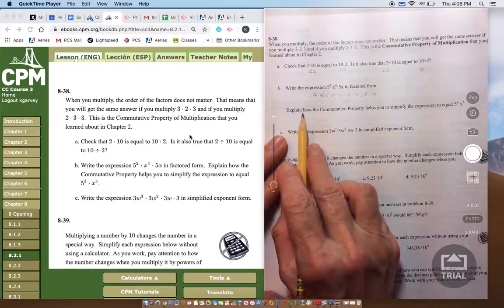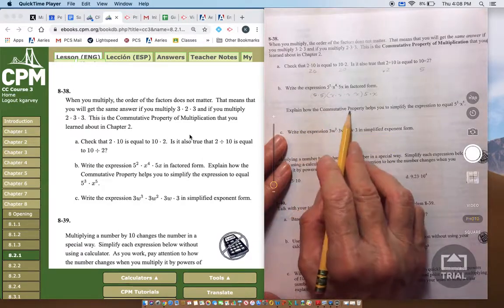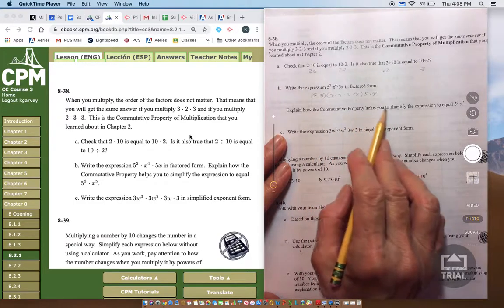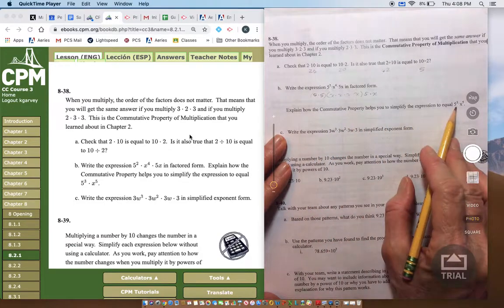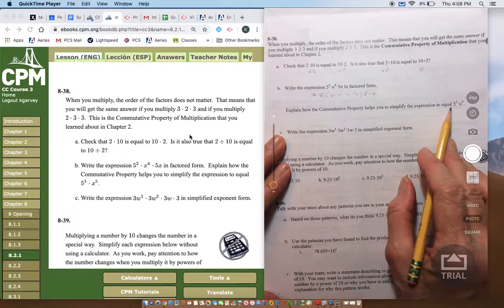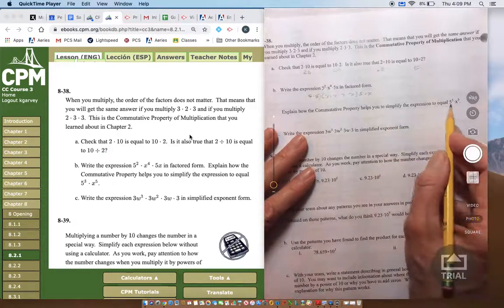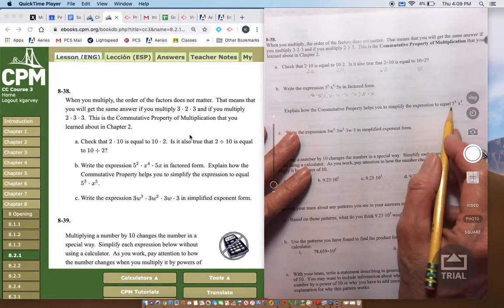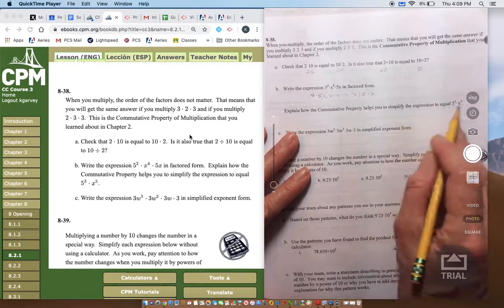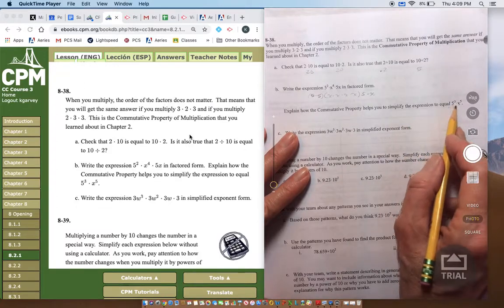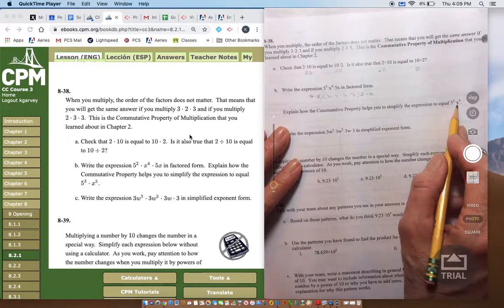Now you're supposed to explain, how does the commutative property help you simplify the expression? So if we were to simplify the expression to equal 5 to the third power x to the fifth power.